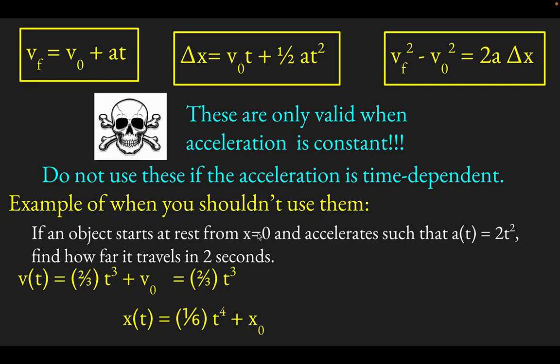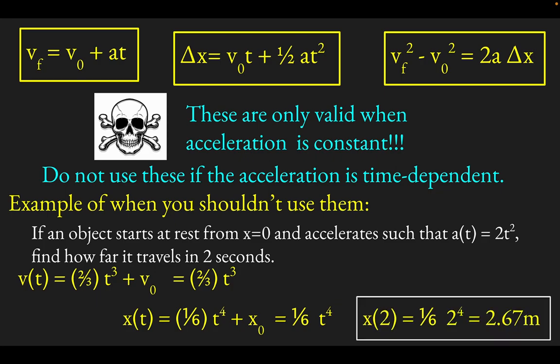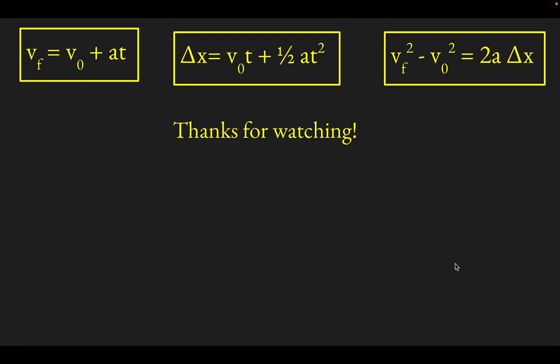x initial happens to be 0 in the little prompt that I gave, so the time-dependent position function would look like this: 1/6 t to the fourth. And then to figure out how far it moved, I would plug in 2 for t. So I would get 1/6 of 2 to the fourth, otherwise known as 16/6, which is the same as 2.67 meters. So here we had to use some more advanced math. We had to use a little bit of calculus. The key point here being, do not try to use this constant acceleration equation because the acceleration just flat wasn't constant.